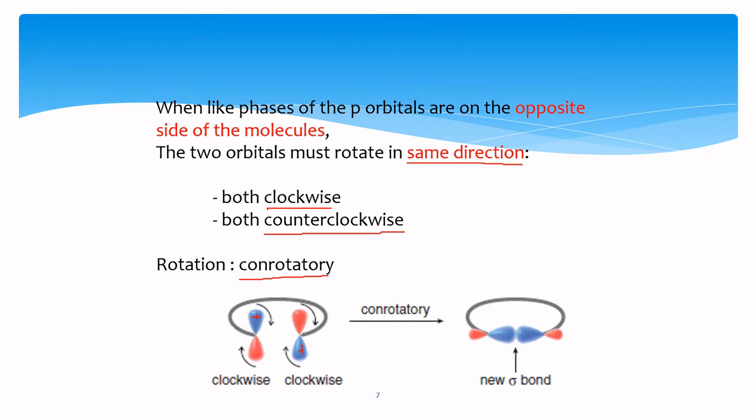So in this case, we bring this p orbital here and this one also moves clockwise. So what will happen is that the blue one will come in the middle. Okay, the blue one here will come in the middle. This is the blue one. Okay, it is conrotatory, so it will give you a new sigma bond. This is in the case of ring closing.